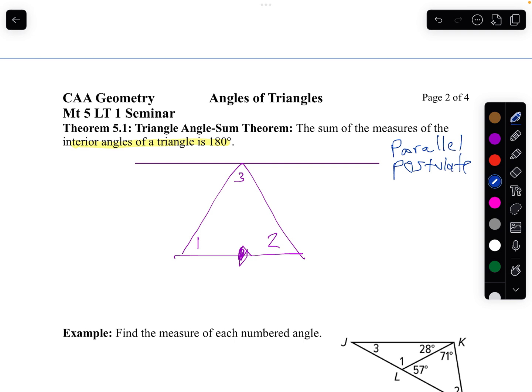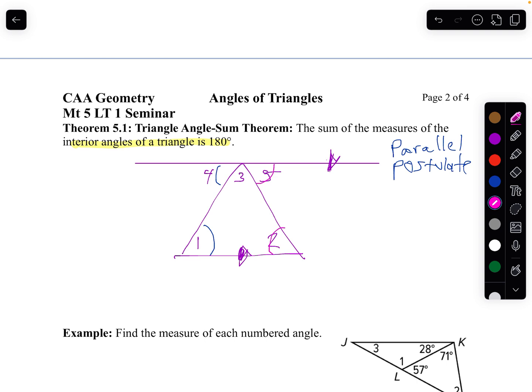Now notice, it creates a couple other angles. I'm going to label them 4 and 5. Now because I have parallel lines, I have alternate interior angles. Angle 4 is congruent to angle 1. And angle 5 is congruent to angle 2.